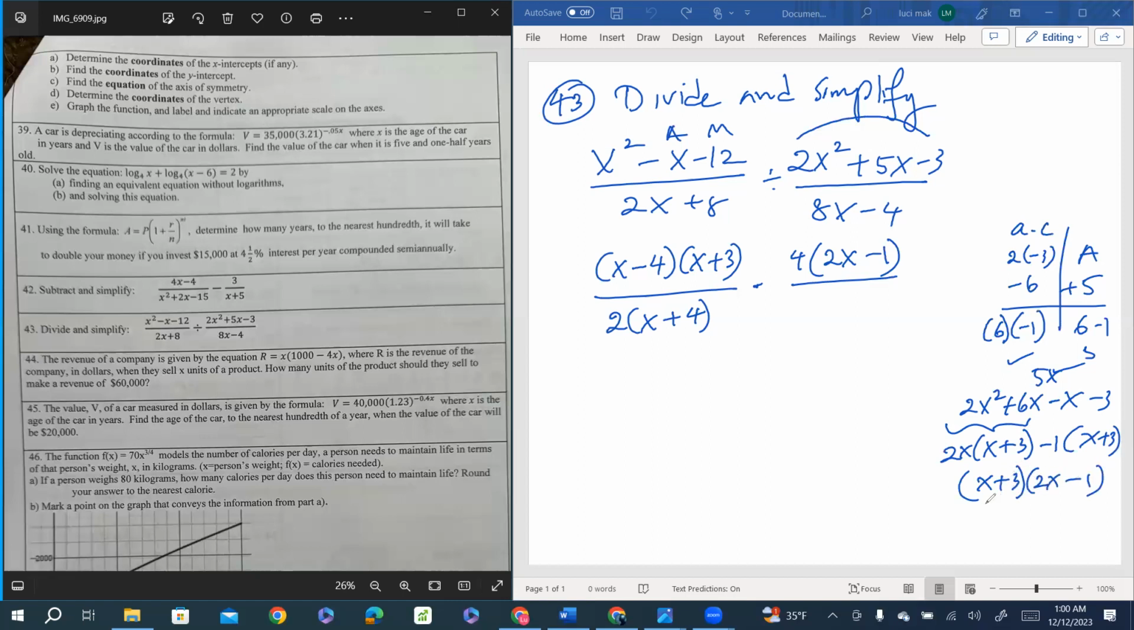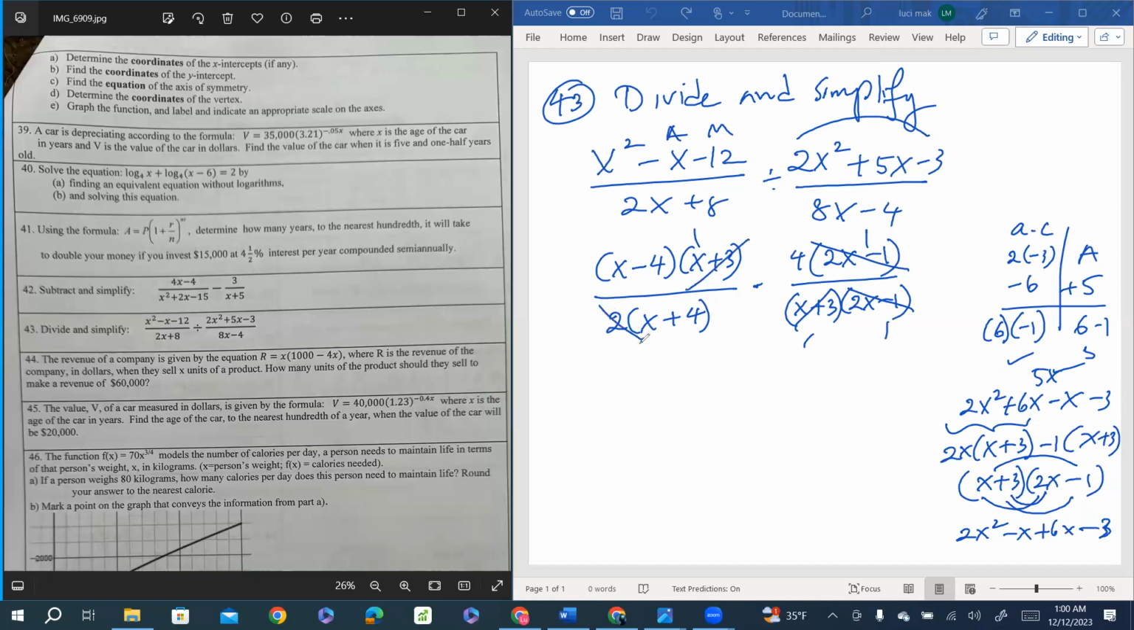You could verify it. X times 2x is 2x squared. X times -1 is -x. 3 times 2x is +6x. 3 times -1 is -3, so it checks out. So the factoring is, let me write that, x plus 3 times 2x minus 1. Now let's simplify. 2x minus 1 with 2x minus 1, that simplifies. X plus 3 cancels with x plus 3, that simplifies.